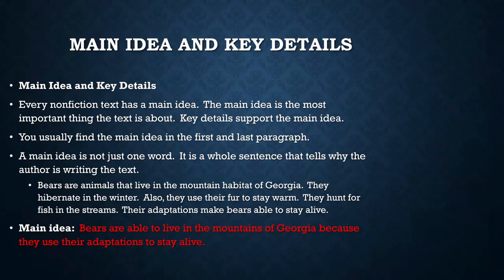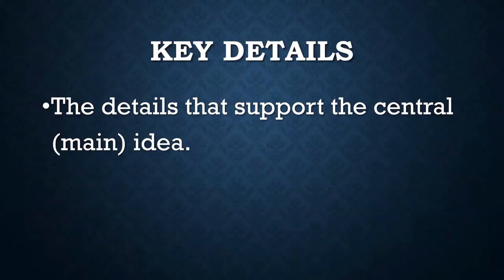Key details support the main idea. The main idea is the big idea, the most important thing. Those key details go with it. If they don't go with it, they're not key details. So key details support the central idea. Martin Luther King Jr. was a famous civil rights leader. He gave many speeches. He fought for the rights of African Americans. He marched on Washington. These details support the main idea.